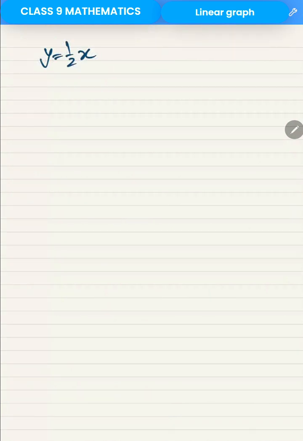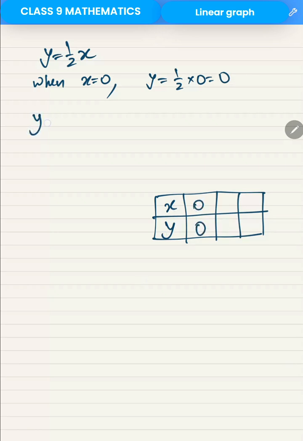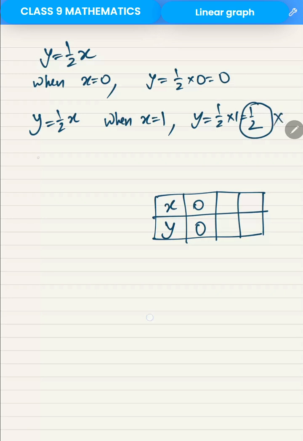Now to find coordinates, we can take any values of x, and each value of x will give the value of y. For this take x is equal to 0, then putting it in y is equal to 1 by 2x, we get y is equal to 0. Now create a values table. Here x is 0 and y is 0. Now put x is equal to 1, then y is equal to 1 by 2 into 1. y is equal to 1 by 2. But it is difficult to plot any fraction in graph paper. So we will not take this point.